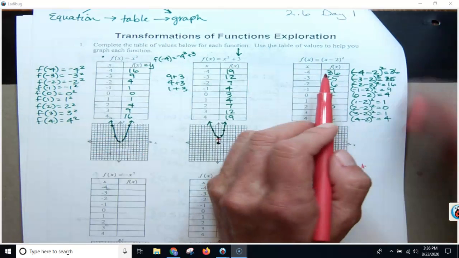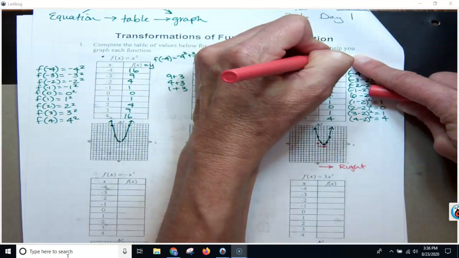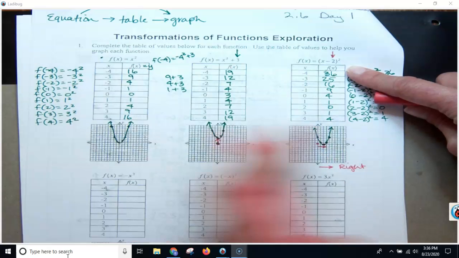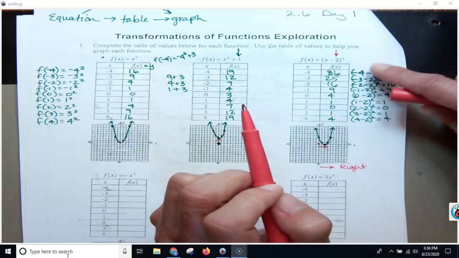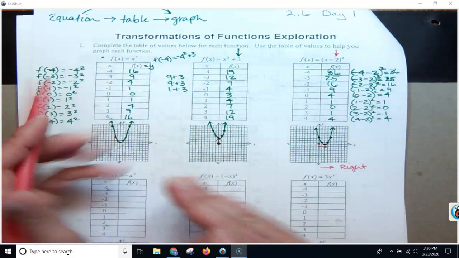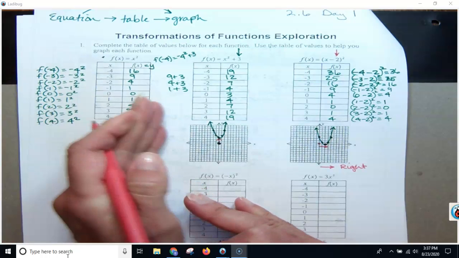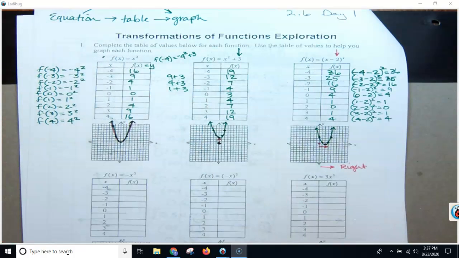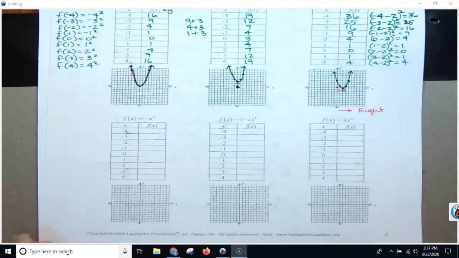And this one is very similar to the parent function, except there's this 2 that's inside the parentheses. And that caused the entire parabola to shift to the right. So you can tell just by the equations how this parent function is moving around and what happens when you add numbers to the parent function to move it around. Okay? So if you haven't already gotten that down, stop your video, get it down, and let's move on.